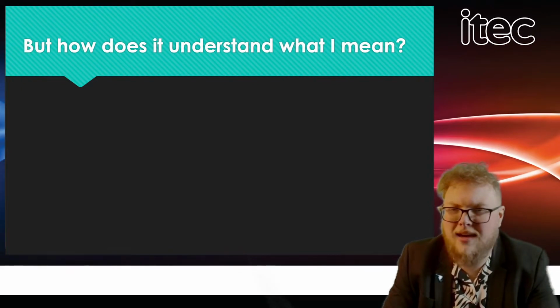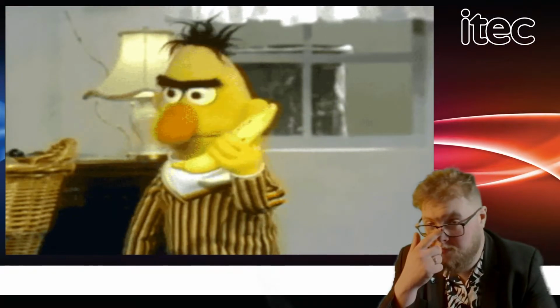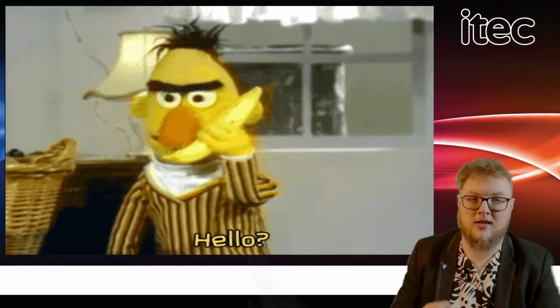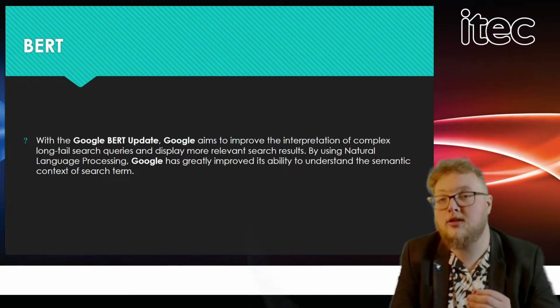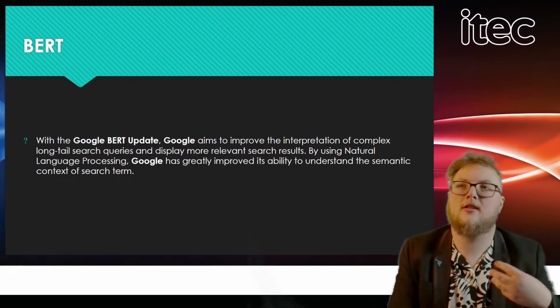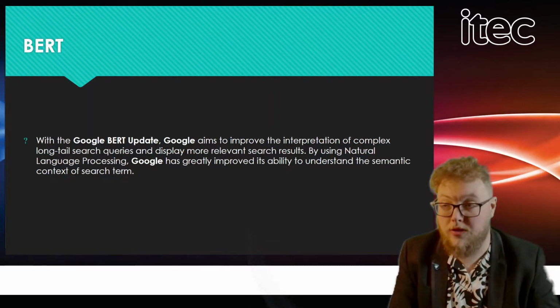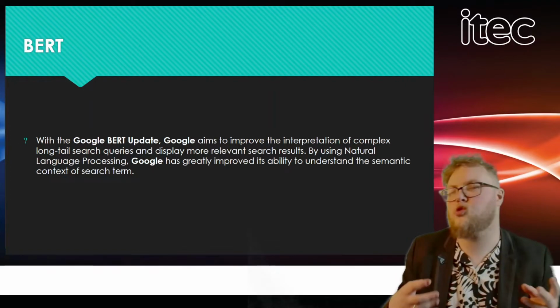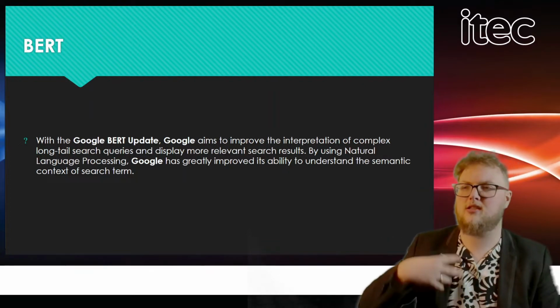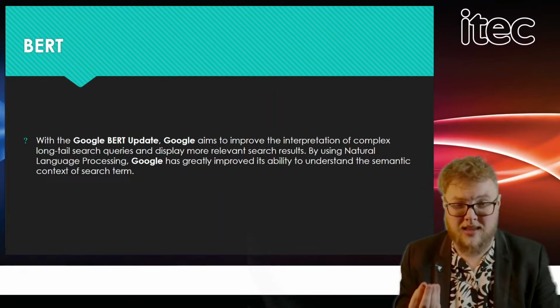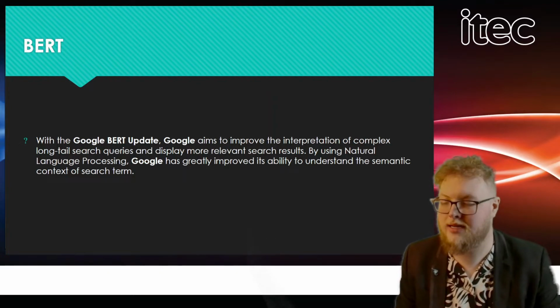Now, that can be helped by BERT. BERT stands for Bidirectional Encoder Representations from Transformers. It's a little bit complicated, but basically what that means is it's Google's attempt at an update to understand how we speak and understand how humans talk to one another. What they do is they use natural language processing to see the way we ask questions and the way we ask for different information and try and get the semantic context from that.